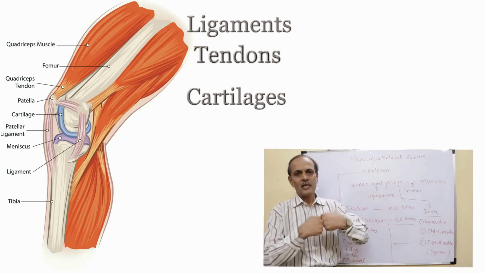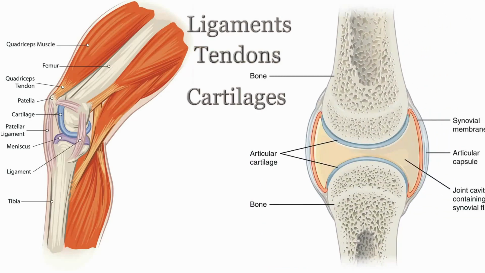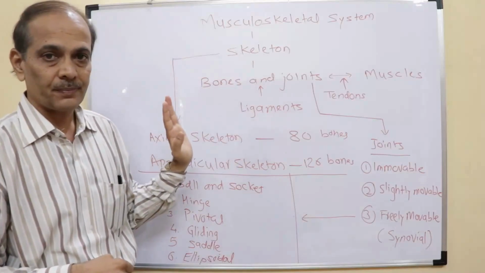And when two bones rub against each other, there will be a lot of wear and tear. So to protect against such wear and tear, there are cartilages, or some soft padding, between two joints or two bones which are joined together. So that is the basic structure.